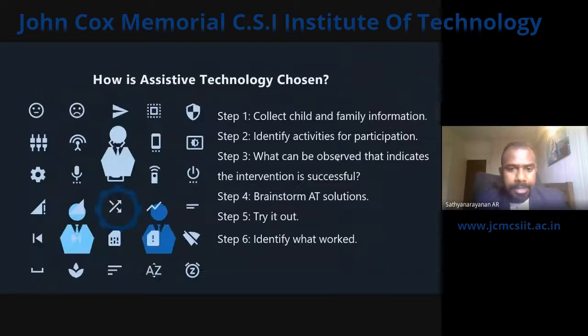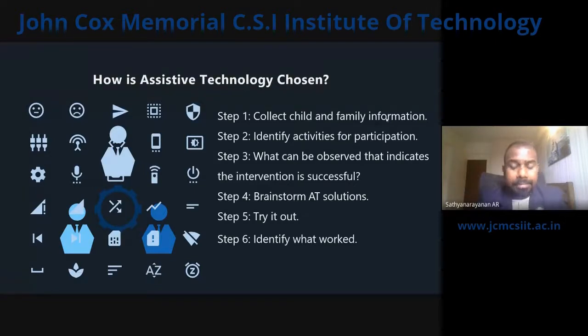So let's look into how AT technology is chosen. How can we identify what category is chosen? Collect child and family information. First of all, when a person comes into a center, these are the set of things they do. They collect child and family information: what is the history of their disability? Identify activities for participation.